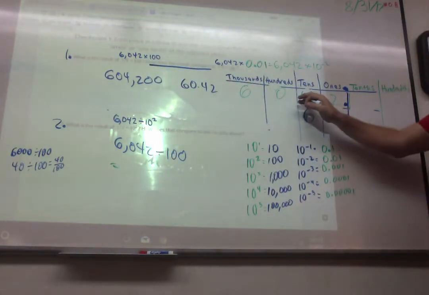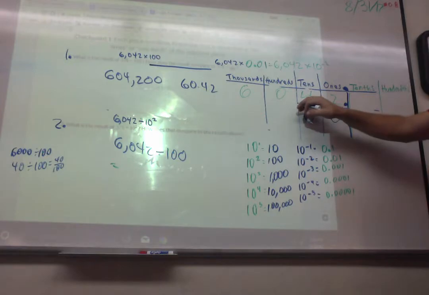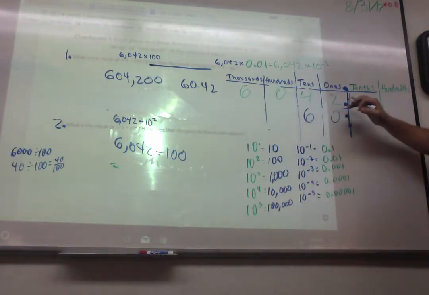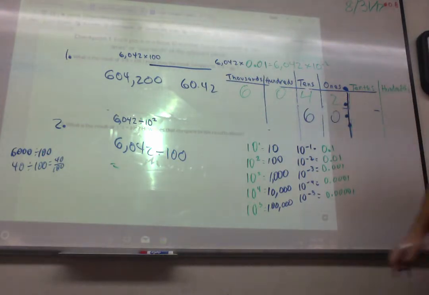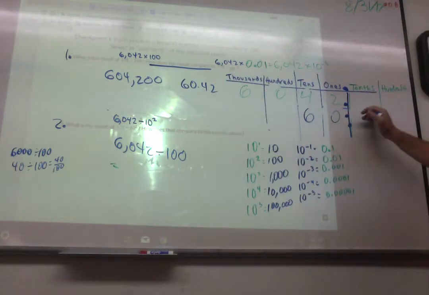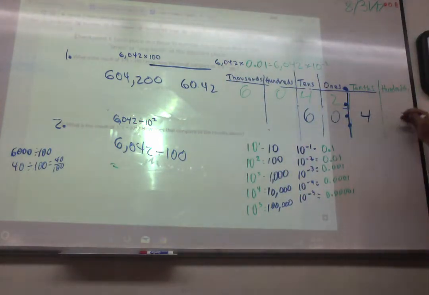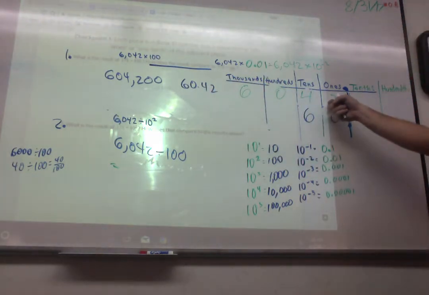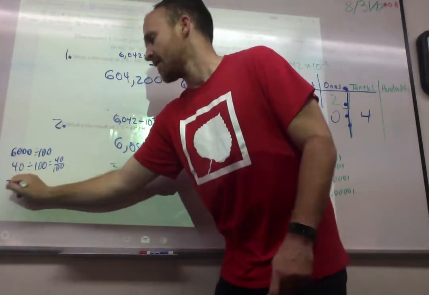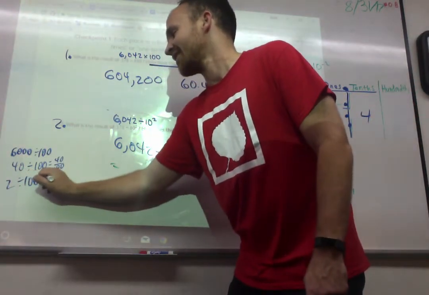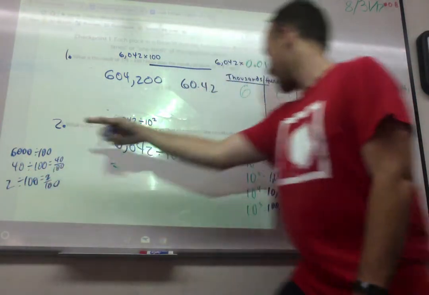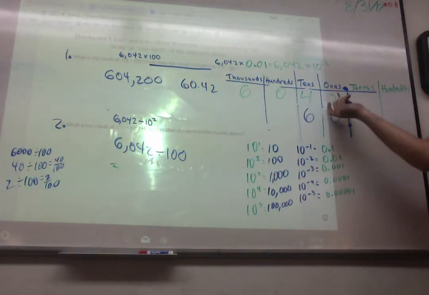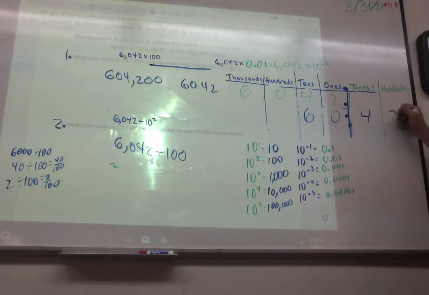And if I move it over, 40 hundredths, that's 4 tens, which is equal to 40 hundredths. And then finally, 2 divided by 100, that's 2 hundredths. You can think about that as we watch 2 ones move over 2 place values.